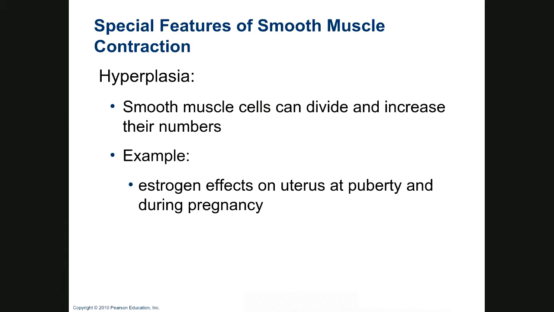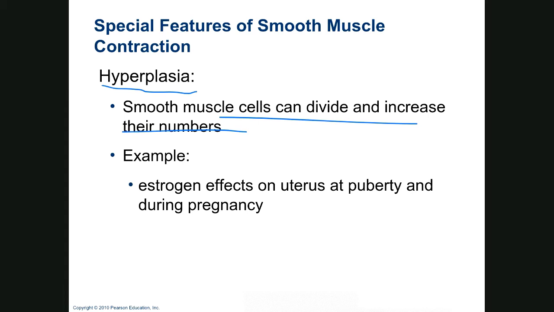Special features of smooth muscle, hyperplasia. Smooth muscle cells can divide and increase their numbers. Skeletal muscle, when it's destroyed, is destroyed. Cardiac muscle, when it's destroyed, is destroyed. Probably. Some research disagrees with that. If you revascularize muscle after a heart attack, it may regain functionality, but anyway, that's debatable. But we'll just go for now with the book.